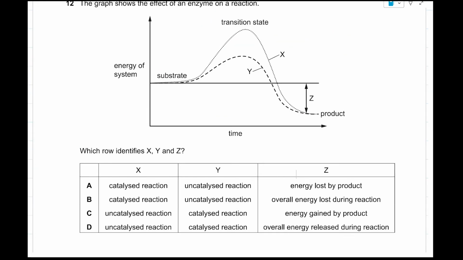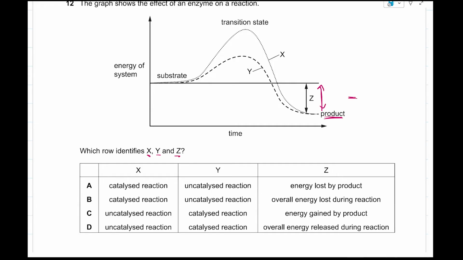Question number 12. The graph shows the effect of an enzyme on a reaction. Which row identifies X, Y, and Z? So, looking at this diagram, you must identify first that this is an exothermic reaction. The reason for this is that there is a lower energy level at the product than what it started. Therefore, energy is released here, just for your information.